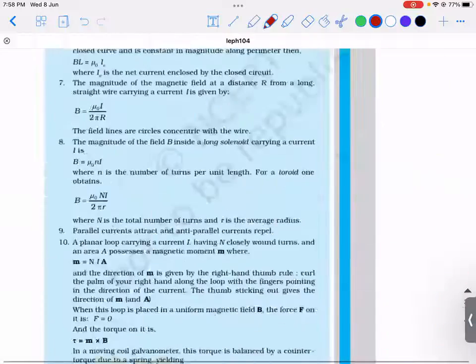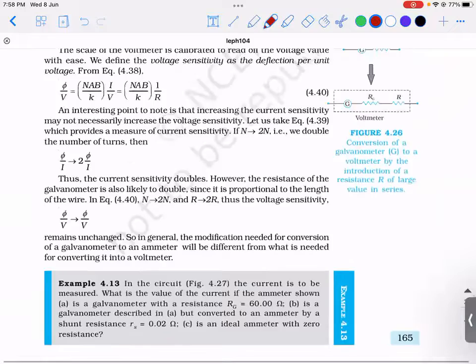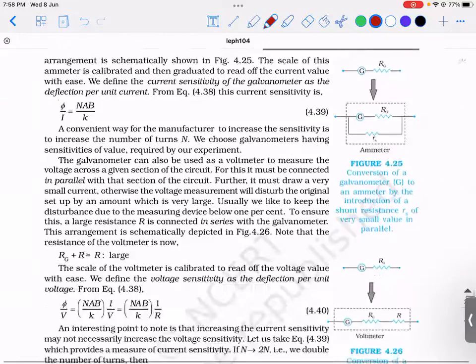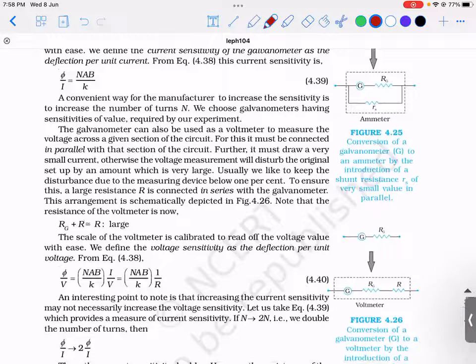Okay. The last two concepts that we can discuss now are how will you convert a galvanometer into an ammeter and a galvanometer into a voltmeter. Suppose you have a galvanometer and it has a resistance associated with it. Let's call that resistance RG, resistance of the galvanometer. Now, if you think of an ammeter, what is the functionality of it? It will measure the current.